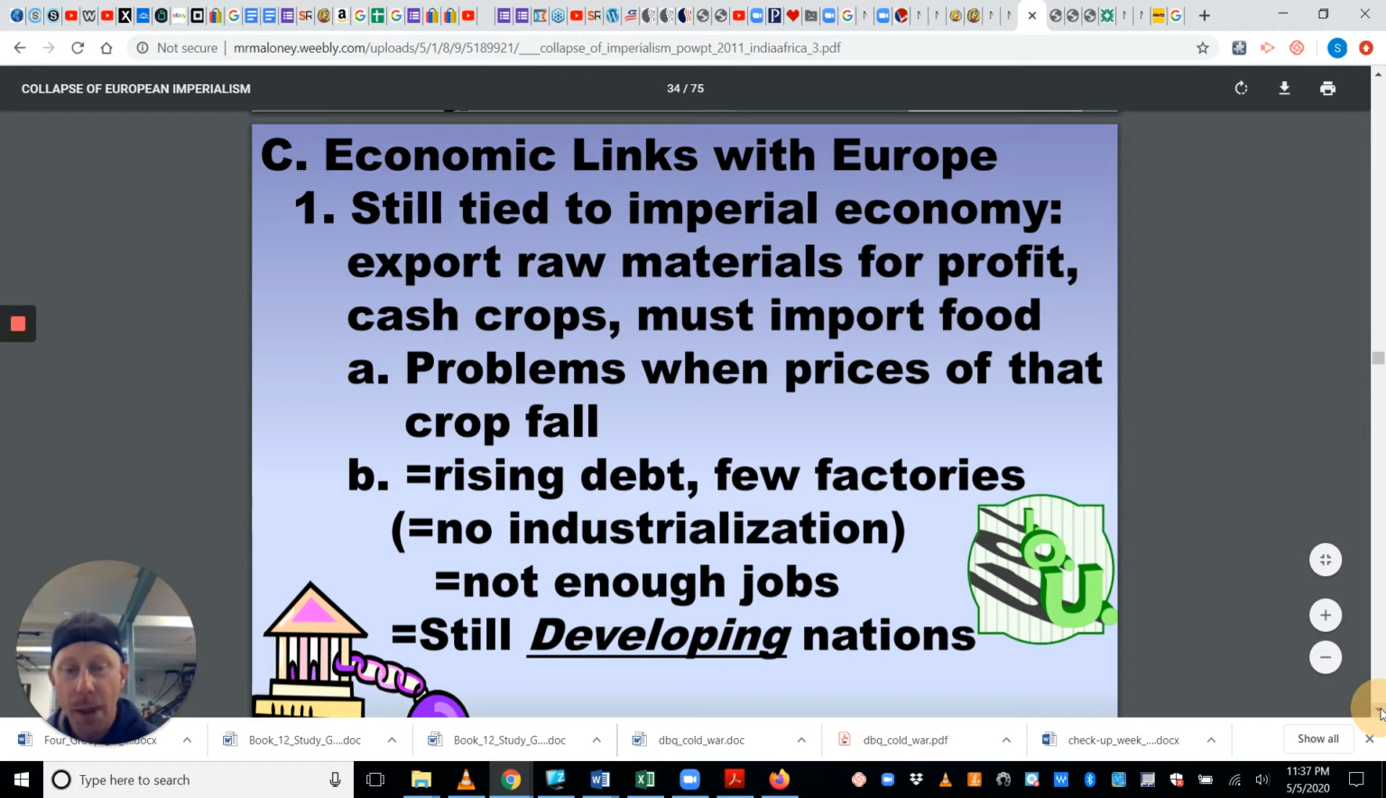Rising debt, there are few factories, no industrialization, not enough jobs. These African countries are still developing nations. And if you don't know the difference between developing nations and developed nations, there is a difference. We used to call developing nations third world countries. Developed nations are nations like Japan, the United States, Britain, France, Germany, those countries, Russia. They have factories, they have jobs, they have a huge economy where they can feed all their people.